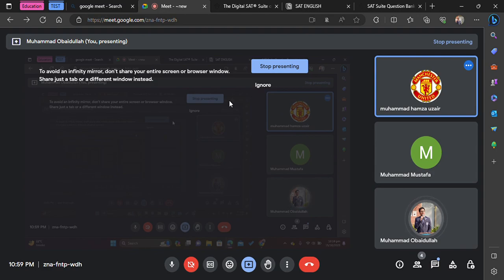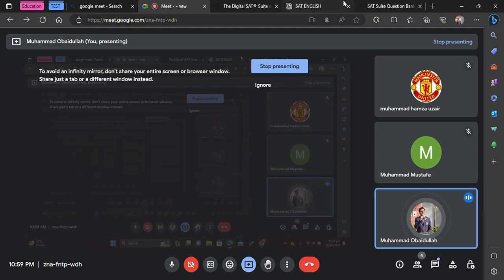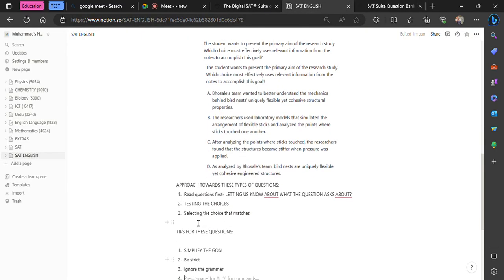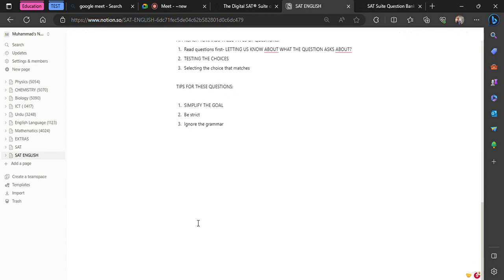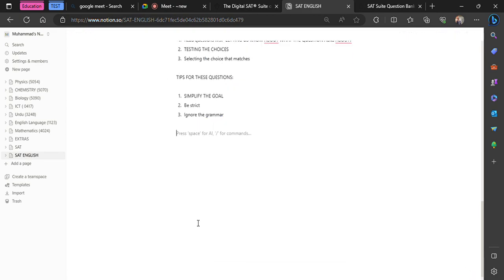Alright, so this was the first part of the expression of ideas questions. The second part is going to be about transitions. We need to understand that transitions is the most important topic that's going to be tested on your SAT. You can expect around 7 to 8 transitions questions on your digital SAT, which would make around 20% of your SAT as well.